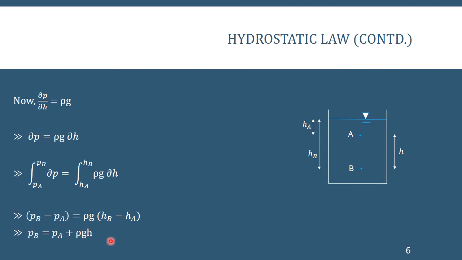That is, the pressure at B differs from the pressure at A by an amount equal to rho into G into H, where H is the distance between, or the depth difference between B and A. So PB is given by PA plus rho GH. This is a very important equation, and you will soon understand why.